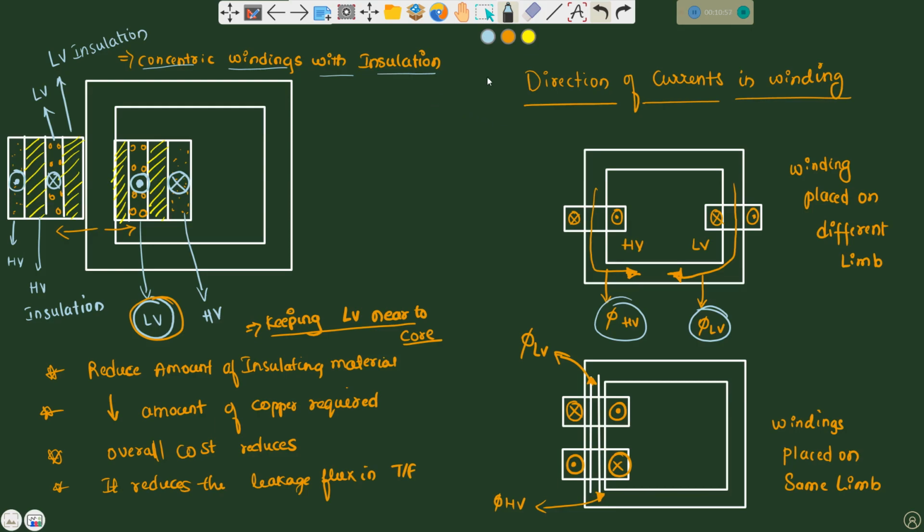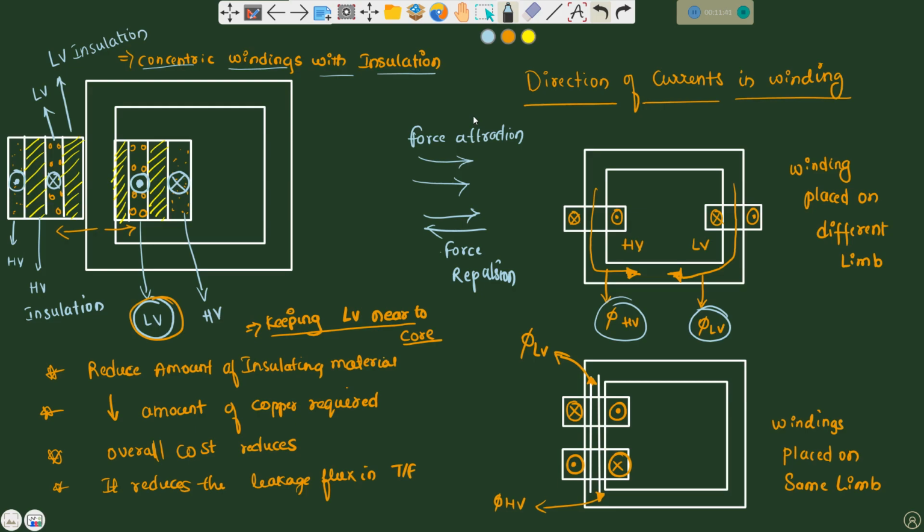According to the Lorentz principle, if two parallel conductors are carrying current in the same direction, what happens? There will be a force of attraction between them. If two parallel conductors carry current in opposite directions, like this, what happens? There will be a force of repulsion. Here it is force of attraction. You will see this Lorentz law in measurements also, a very important concept.